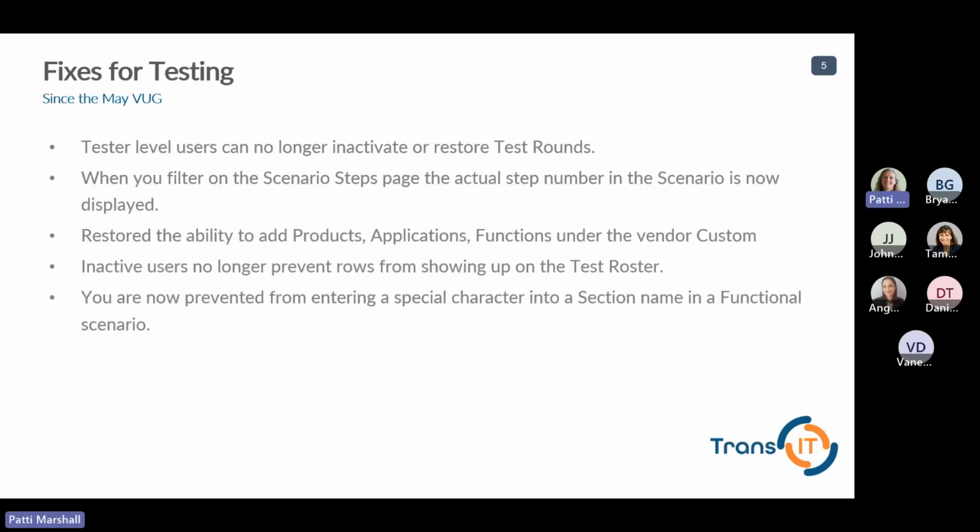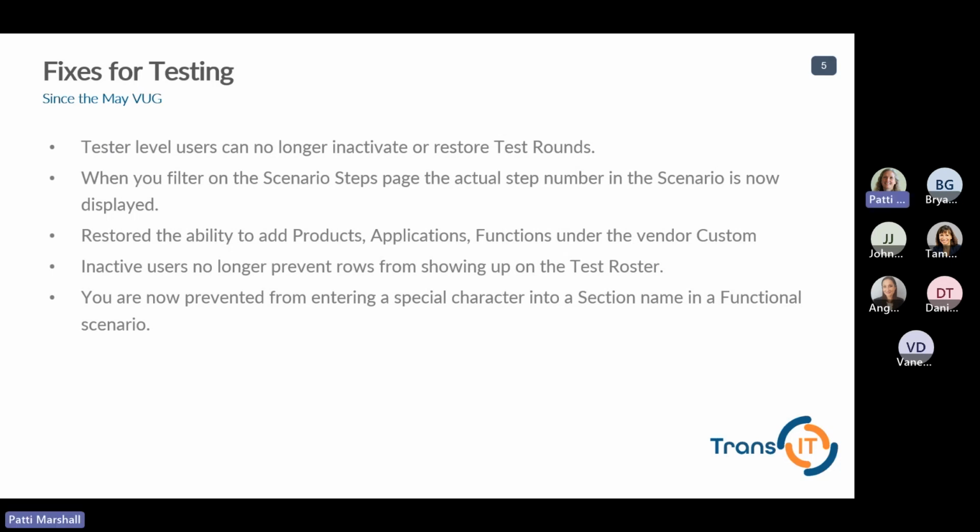Fixes for testing. Probably no one knew this, but tester level users could inactivate and restore test rounds, so they can no longer do that. Admins obviously can and users can, but testers cannot. When you filter to the scenario steps page, using any of the filters, it used to renumber so that whatever you filtered to would start at number 1, even though the step was really 301. So now it retains the actual real number of the step.